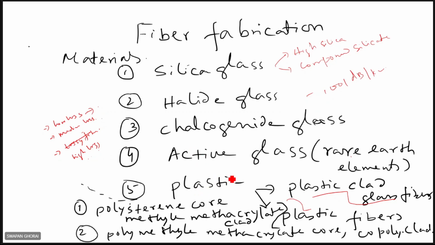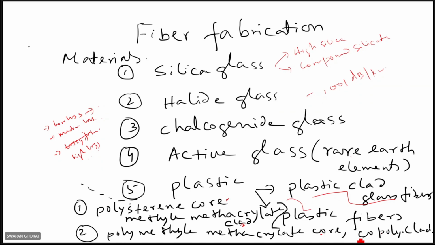What are the plastic materials? Polymers are used. In one category of plastic fibers, polystyrene is used for the core, and methyl methacrylate or ethyl methacrylate is used for the claddings. That is one type. In another type, polymethyl methacrylate is used for the core, and the cladding can be a copolymer.